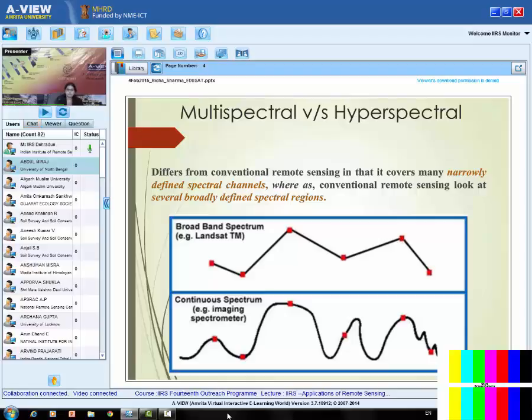Now, for the differences with conventional remote sensing, first of all, the spectral channels in hyperspectral are narrowly defined, very narrow. When we look at multispectral, they are broadly defined spectral regions. As we can see in this slide, the previous one is the example of Landsat TM, in which we get only 5 or 6 points, and when we look at the imaging spectroradiometer data, we see the continuous spectrum.